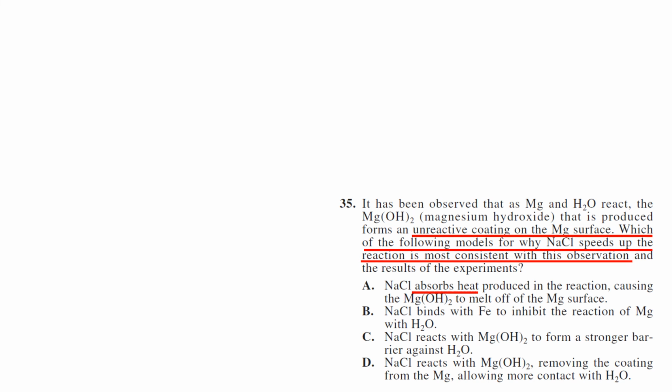NaCl absorbs heat. Well, if it absorbs heat, that is slowing down the reaction, not increasing the reaction. So A would be out. Choice B says it binds with iron to inhibit the reaction. Well, that doesn't speed up a reaction either. It inhibits it. So it forms a barrier against the H2O. No, that doesn't work. You have to combine with the H2O. So the only one that works is it removes the coating. A, B, and C all inhibit the reaction in some way. And we want the reaction to speed up. So D has to be the correct answer.